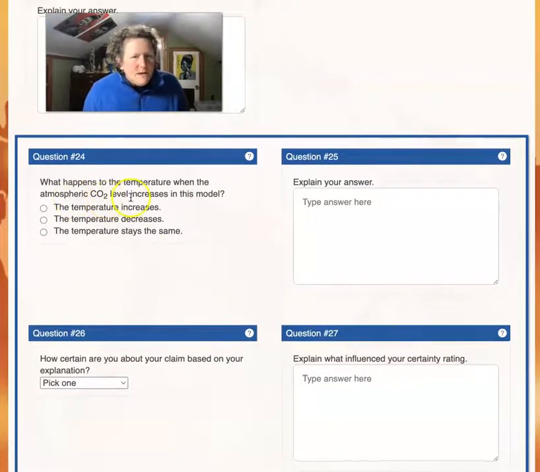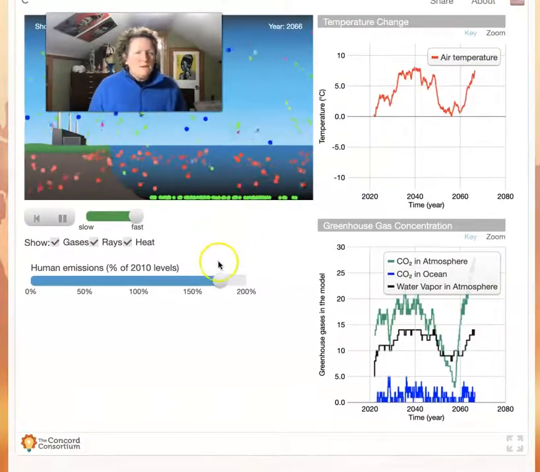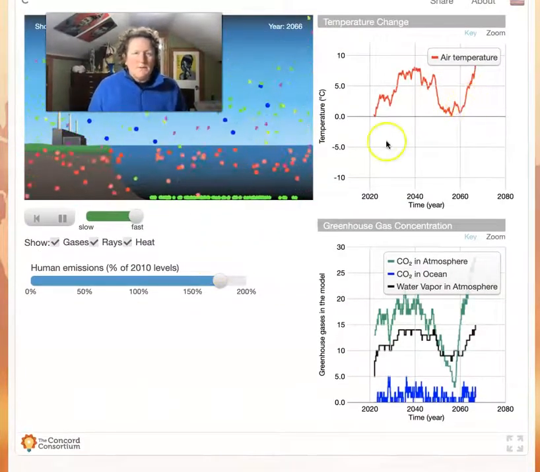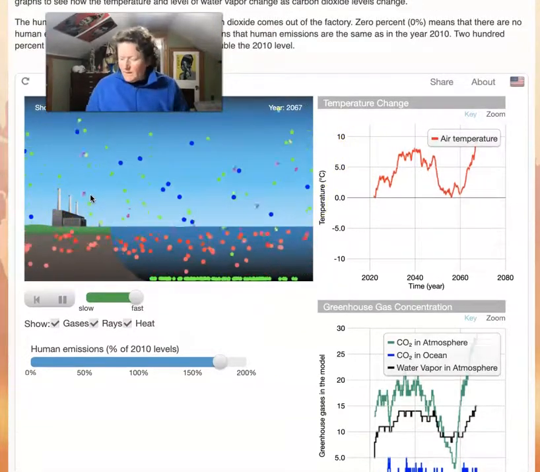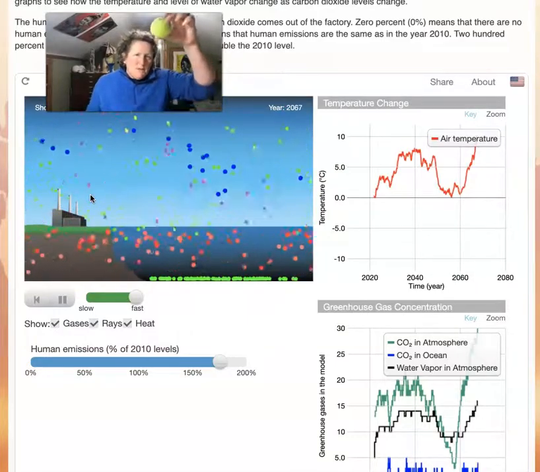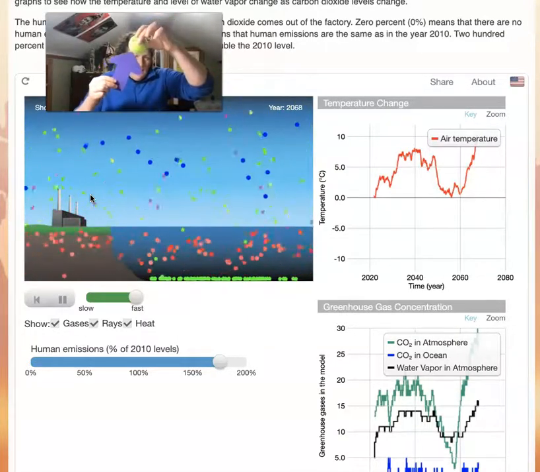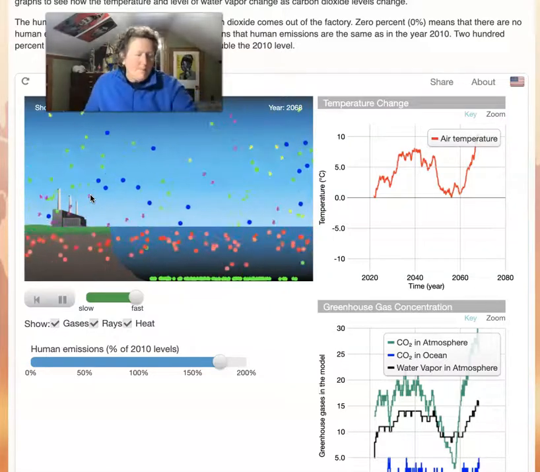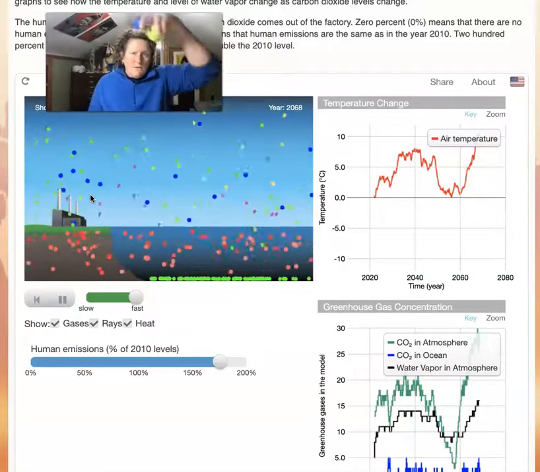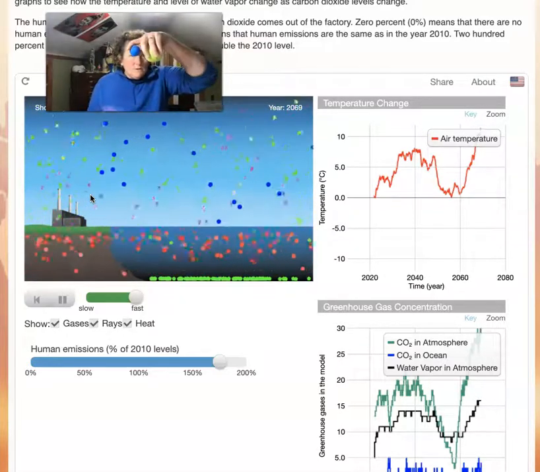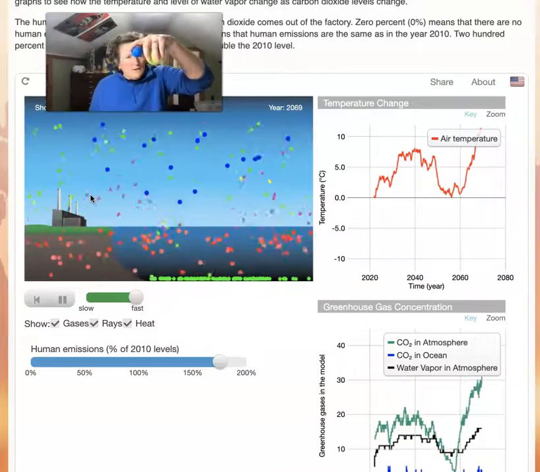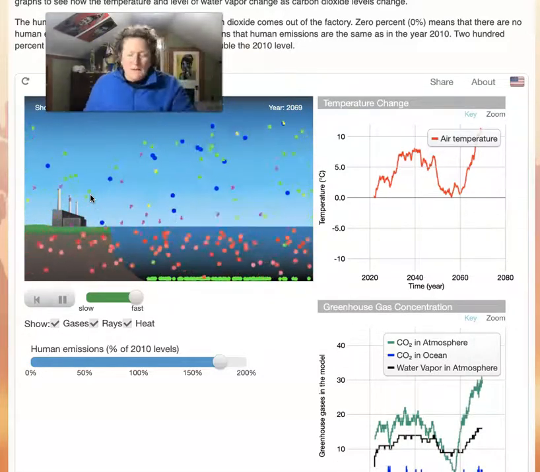What happens to the temperature when the atmospheric CO2 level increases in this model? Well, we just cranked up the CO2. What happened to the air temperature? If you put more CO2 in play, that infrared radiation that's coming off the ocean, coming off the land, hits the carbon dioxide, or it can hit the water. Either one will vibrate more quickly and eventually cool down and then re-emit that infrared energy back towards Earth.